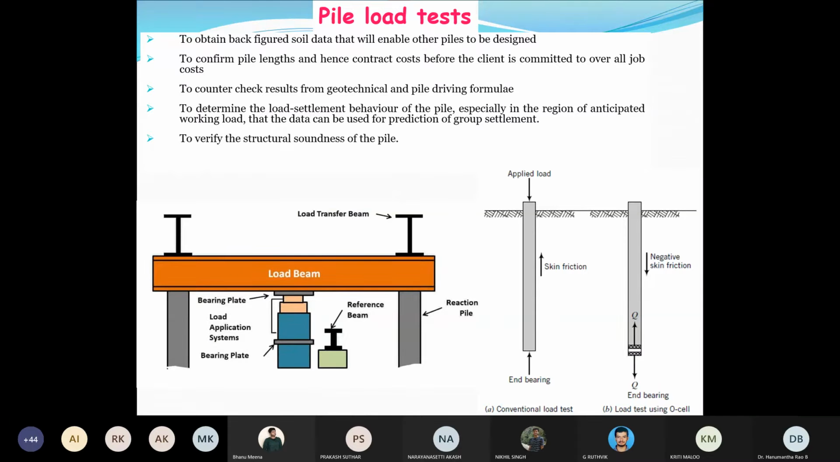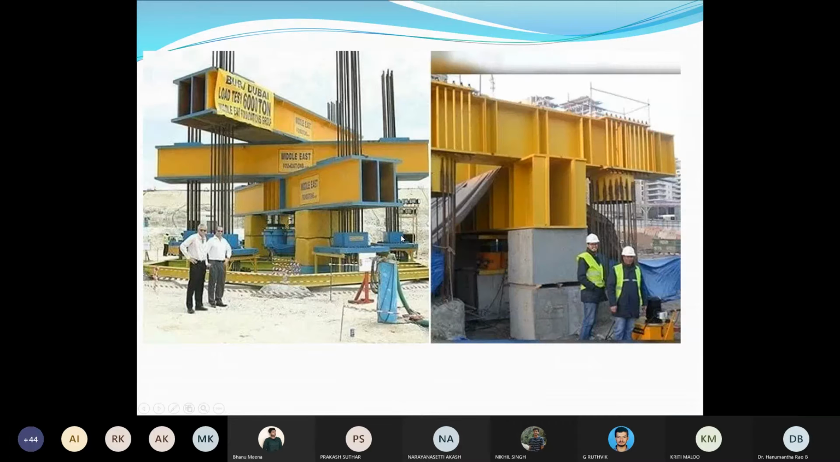So therefore we must use some kind of a device by which we can transport concrete safely, without losing its properties, from the ground surface to the bottom of the pile. And unreliability of the prediction methods. Prediction methods means all analytical equations, driving formulas, or any other equation that you are using for pile load capacity. So this is the arrangement for pile load test.